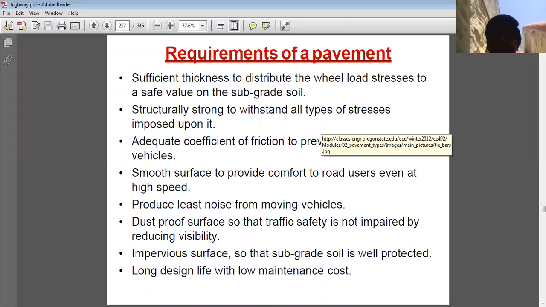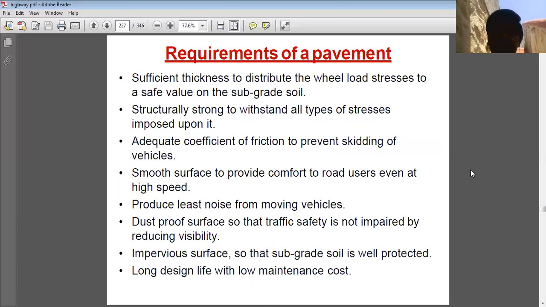Next topic is requirements of pavement. What are the requirements of pavement? Sufficient thickness to distribute the wheel load; the load should be distributed gradually to the subgrade soil. It should be structurally strong to withstand all the types of stresses imposed upon it.